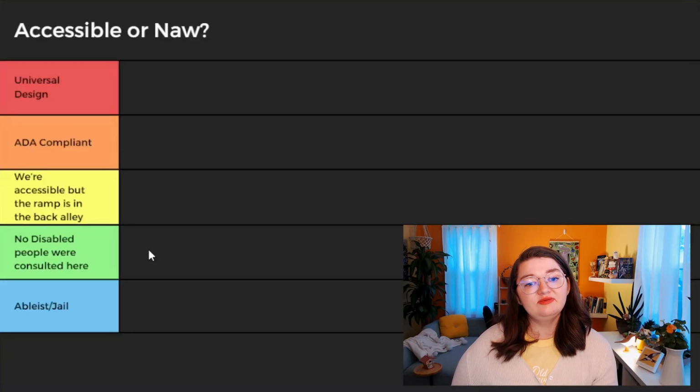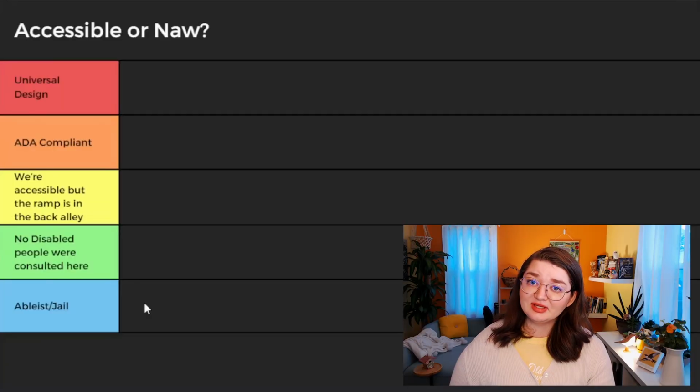Next tier down, even worse: no disabled people were consulted here. Sometimes you come across a thing, even in an accessible space, and it's just completely unusable because clearly no disabled people were consulted. I have a couple of examples in mind, but I don't want to spoil anything, so we'll see what examples he gathered.